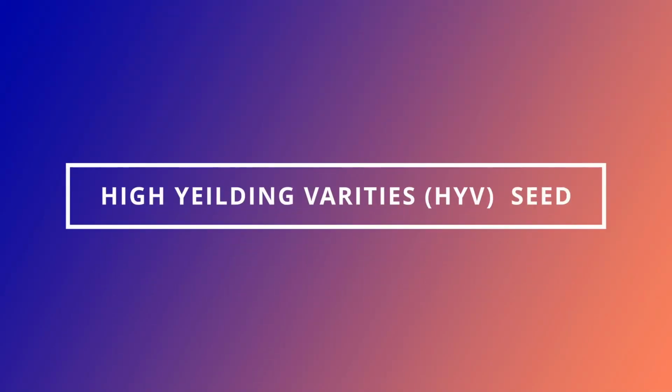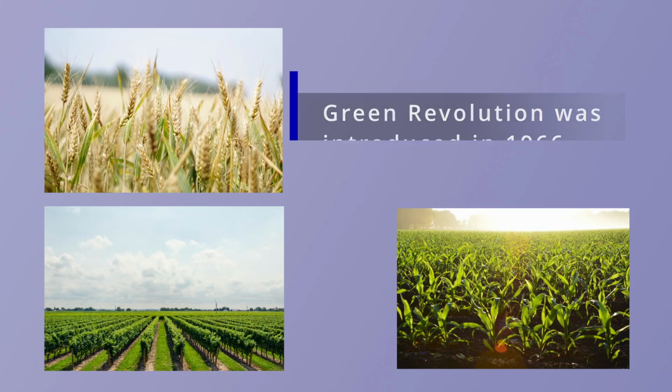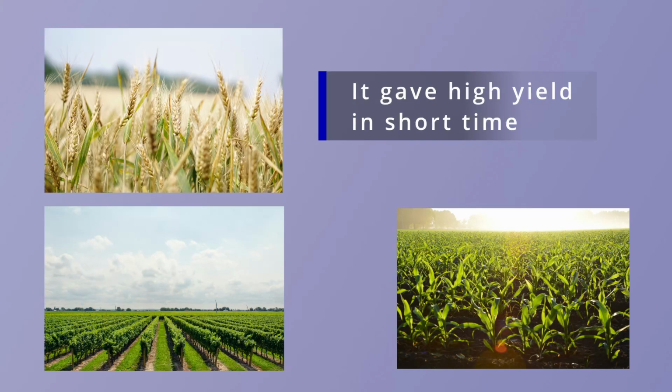Now we are going to another type of seed which is very common and well known to us, that is the HYV seed, or we can call it high yielding variety seed. This is actually a part of the Green Revolution. Now all of you know that the Green Revolution was introduced in India during the 1960s, especially 1966. So high yielding variety seed is a part of the Green Revolution package and it gives a lot of production within a short duration of time.